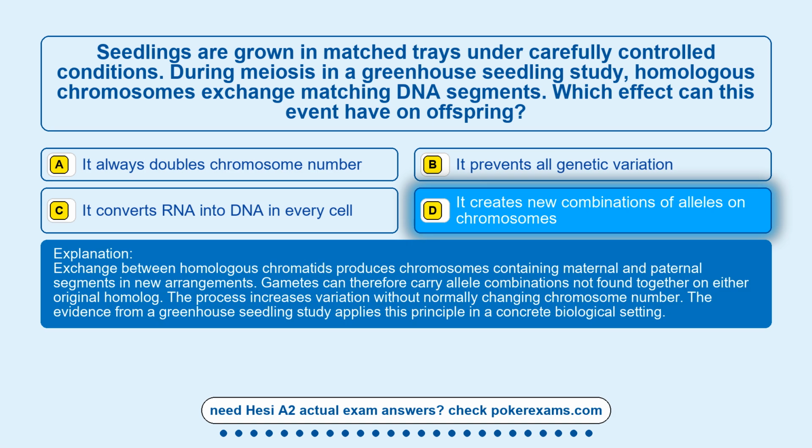Exchange between homologous chromatids produces chromosomes containing maternal and paternal segments in new arrangements. Gametes can therefore carry allele combinations not found together on either original homologue. The process increases variation without normally changing chromosome number.